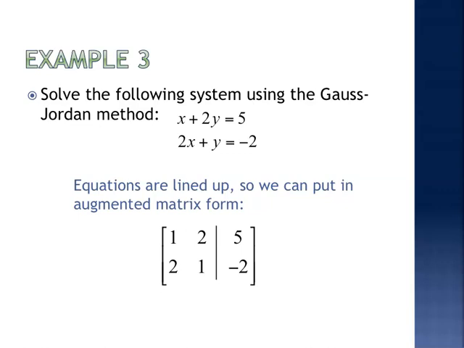In that second row, we're going to have to add a multiple of the first row to the second row. In order to get 0 there, it looks like if I multiply the first row by -2 and add it to the second row, I'll end up with the 0 where I want it to be.